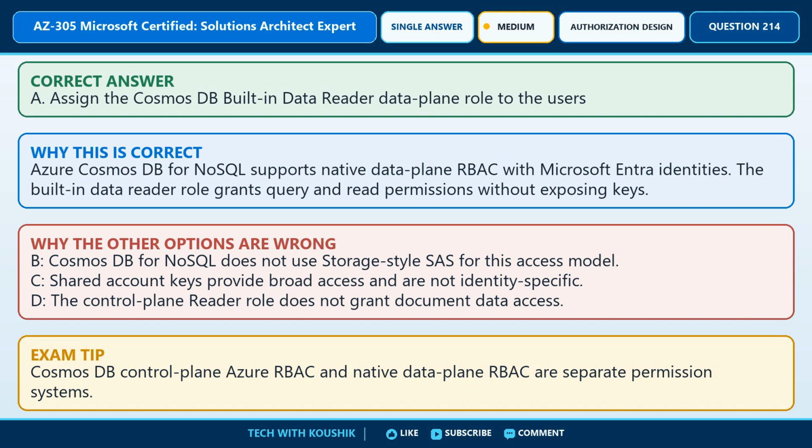The other choices do not satisfy the requirement. B. Cosmos DB for NoSQL does not use storage-style SAS for this access model. C. Shared account keys provide broad access and are not identity-specific. D. The control plane reader role does not grant document data access. Keep this examination point in mind. Cosmos DB control plane Azure RBAC and native data plane RBAC are separate permission systems.